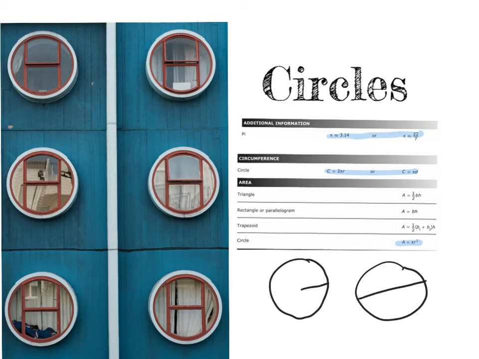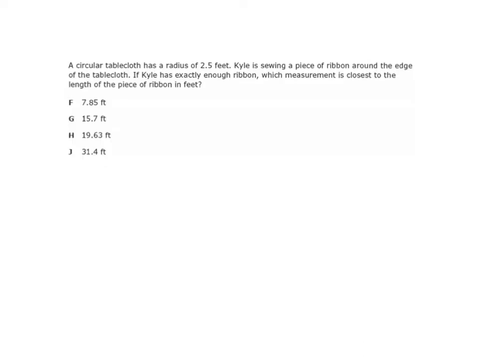Two other facts that you need to remember about circles is that the radius goes from a circle to its center, and that the diameter goes all the way through the center of the circle from one point to another. The radius is exactly 1/2 of the diameter. Let's look at a word problem about circles.